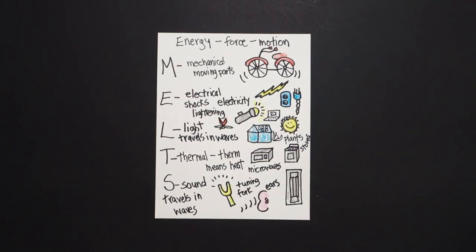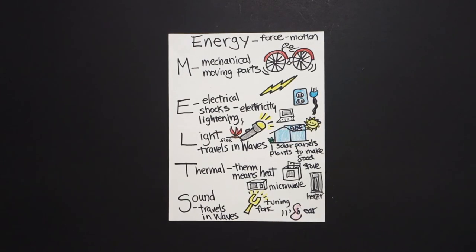Okay, let's see what this looks like all colored in. Okay, here are my different forms of energy. Mechanical, energy of moving parts. Electrical, moving electric charges. Light, travels in waves, wavelengths. Thermal, comes from heat. And sound, travels in waves, vibrations.